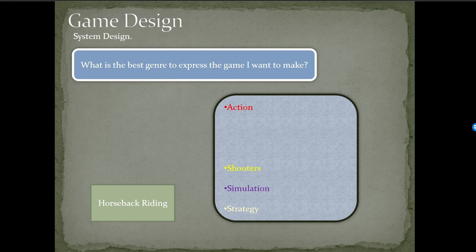Red Dead Redemption has shooting from horseback, but I wouldn't make that a whole genre for it. Probably not a strategy game, though there could be elements of strategy in there. If you were doing a horseback riding racing game, generally it's going to be an action game where it's just about riding a horse around and doing action elements, or a simulation, and that's where most of the horseback riding games are.